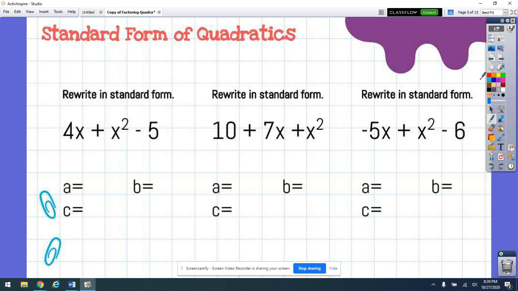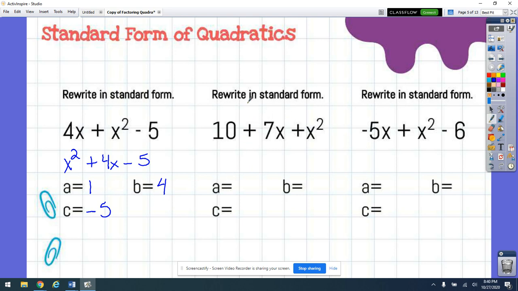Okay, so cool. You guys just paused the video. Now I want to show you how to set this up. So the first thing, x squared is our leading term. So I got x squared. 4x is my b term, so I have to put my positive 4x, and here's my c term, my -5. So that's basically our first one here. So my a number is 1, my b number is the 4, and my c number is -5.